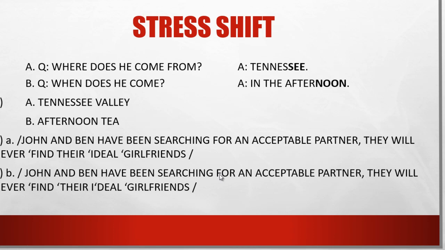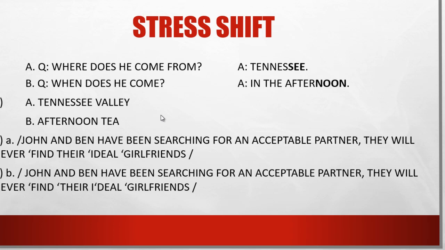the short answers in one. So you see, where does he come from? Taken from the dictionary, it is Tennessee. When does he come? In the afternoon. But under certain circumstances, stress may shift to a different syllable in the word. Usually it is to an earlier syllable. For example, we're not going to say Tennessee Valley, but Tennessee Valley, or afternoon tea, but afternoon tea.